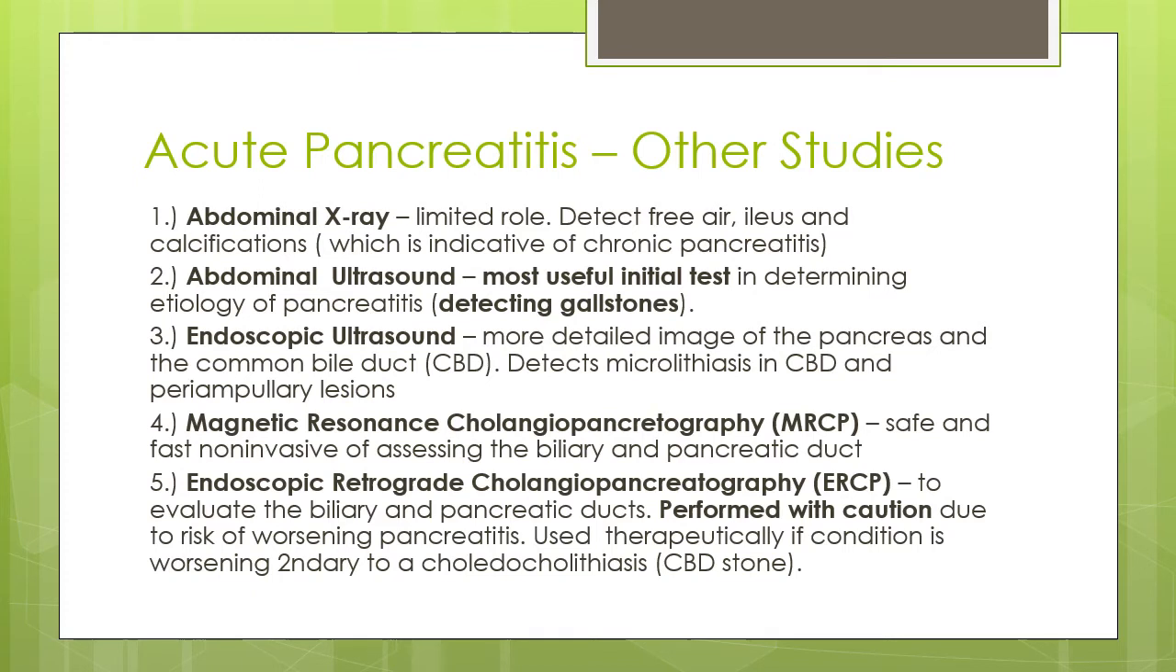Other studies utilized are the following. One is your abdominal X-ray, which has limited role but may predict ileus and may reveal calcifications. Abdominal ultrasound is the most useful initial test, especially for detecting gallbladder stones. Endoscopic ultrasound may give a more detailed image of the pancreas and the common bile duct.